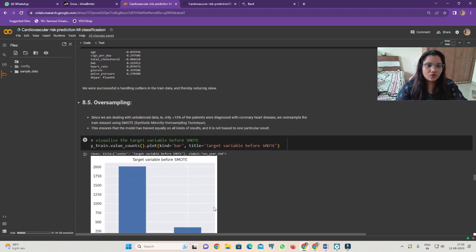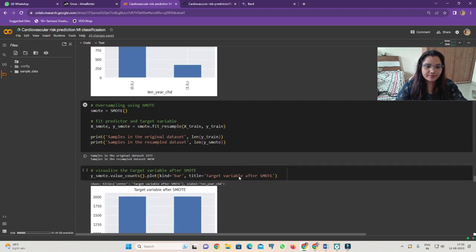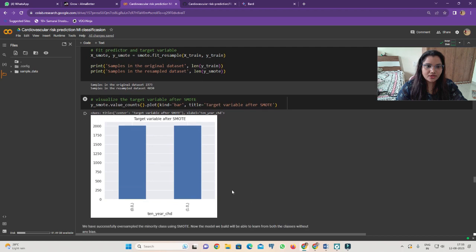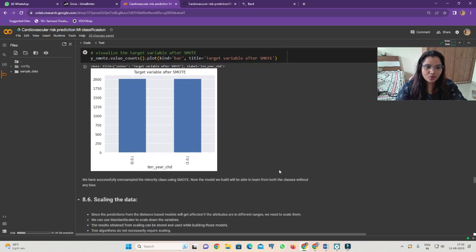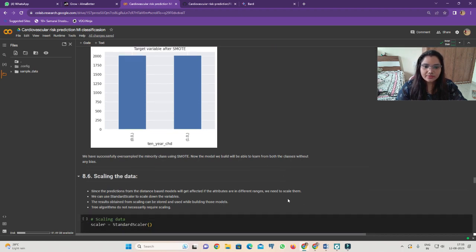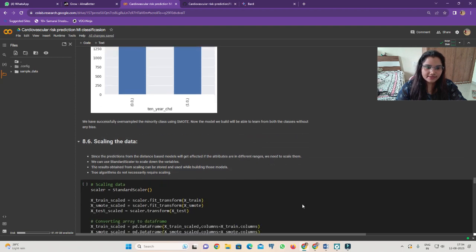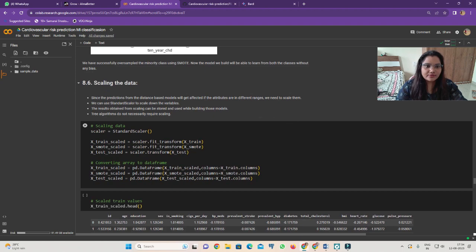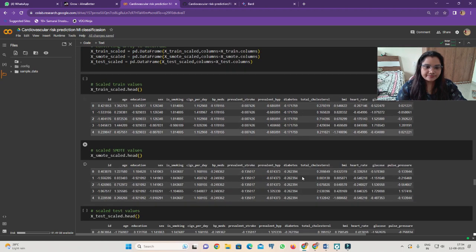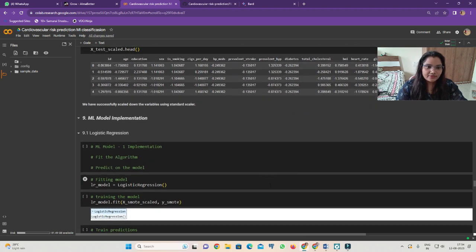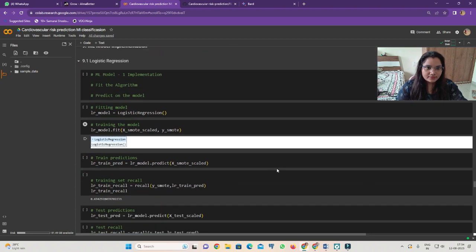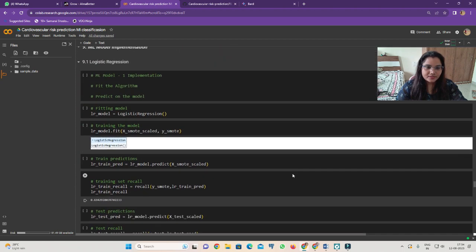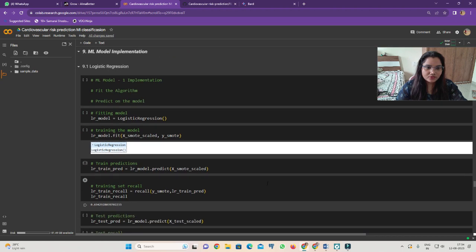Then we are oversampling here. Then we visualize the target variable after SMOTE. We have successfully oversampled the minority class using SMOTE. Now the model we build will be able to learn from both classes without bias. Then we are scaling the data here. Then we are implementing the ML models. At first we are going for logistic regression.